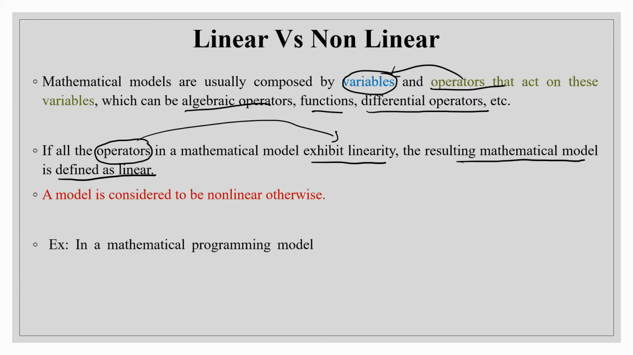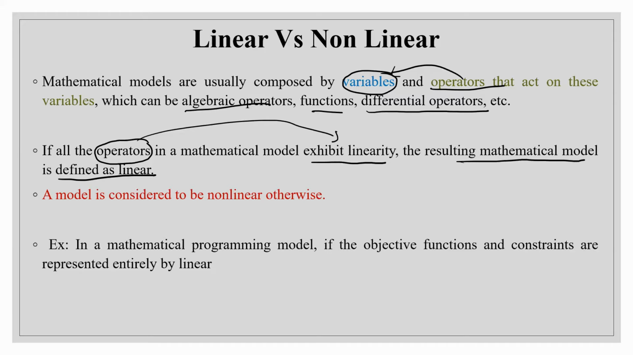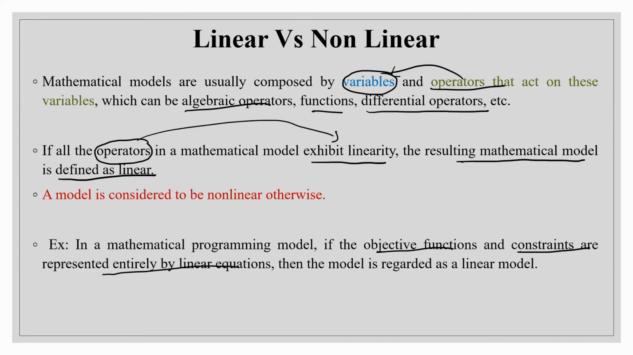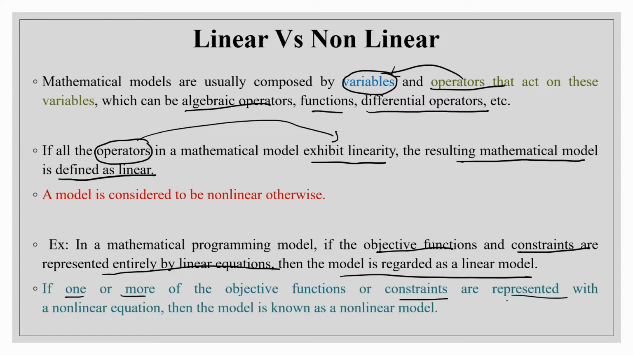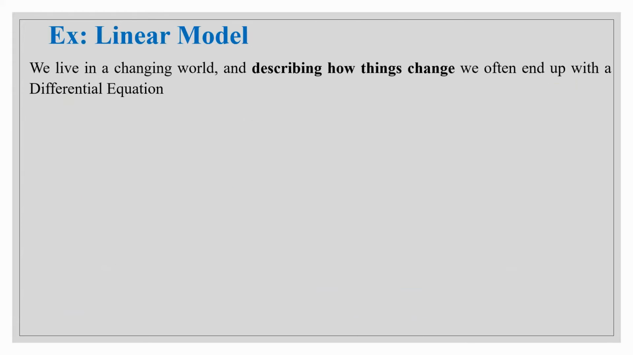For example, if you consider a mathematical programming model, if the objective functions and the constraints are entirely represented by linear equations, then the model is regarded as a linear model. If one or more objective functions or constraints are represented by a non-linear equation, then the model is said to be non-linear. I will now discuss an example of a linear model. This will be an example of a linear differential equation.